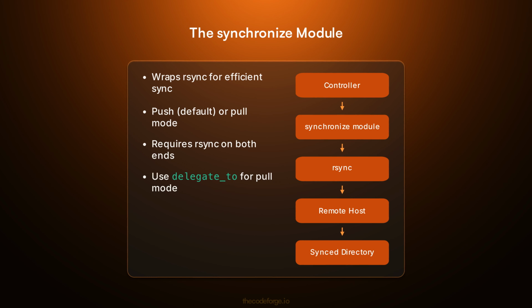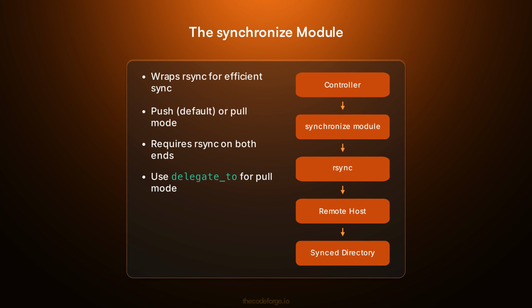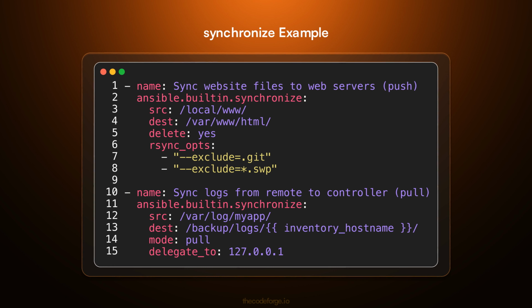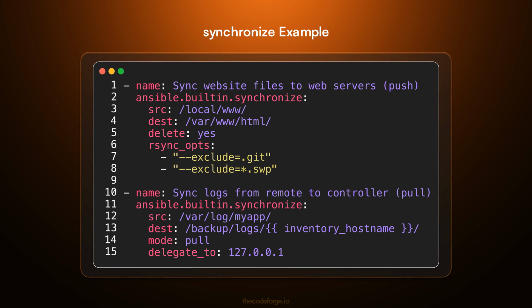The synchronize module wraps rsync for fast, efficient file transfers. It's ideal for syncing large directory trees. By default, mode is push, from controller to remote. For pulling from remote to controller, set mode: pull and delegate to 127.0.0.1. Two examples: push syncs website files to remote, excluding .git and swap files.